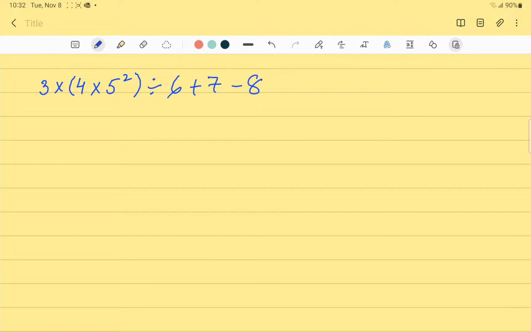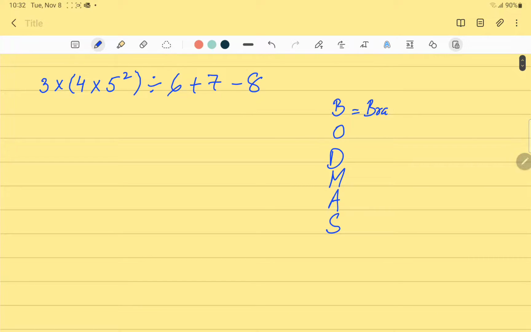Before we go for the solution, let us briefly understand what BODMAS is. Let's write it. BODMAS. Here each letter stands for some word. B stands for brackets. We have four types of bracket here: line bracket, small bracket, curly bracket, and square bracket.